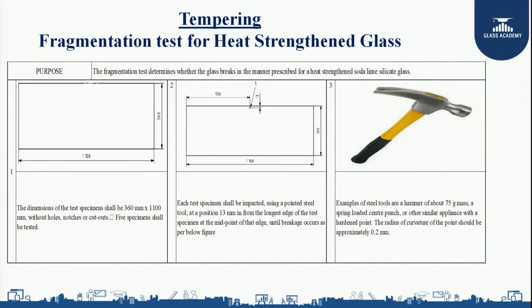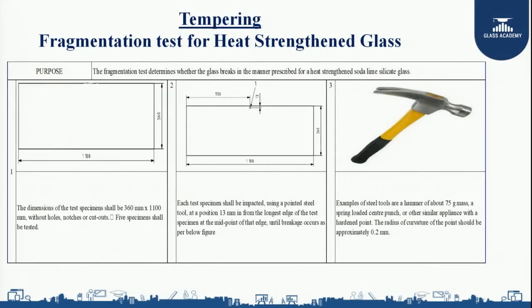Next, let us take the same fragmentation test for a heat strengthened glass. So when I break a heat strengthened glass, how is the breakage pattern going to be? Now let us see. The test setup remains the same as compared to the toughened glass. Here also the purpose of this fragmentation test for heat strengthened glass is to determine whether the glass breaks in the manner prescribed for a heat strengthened soda lime silicate glass.